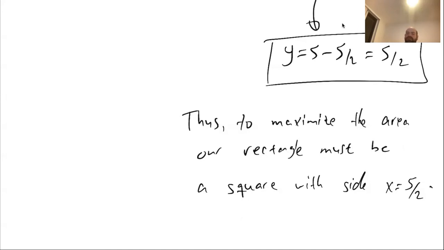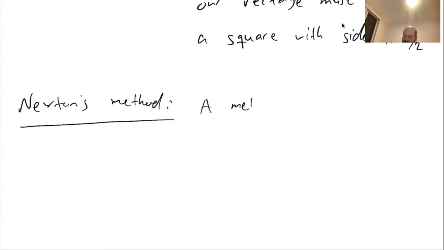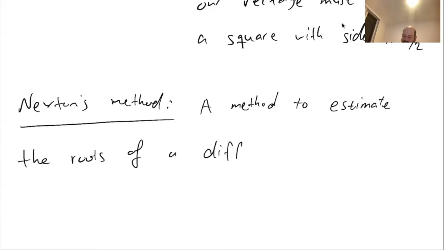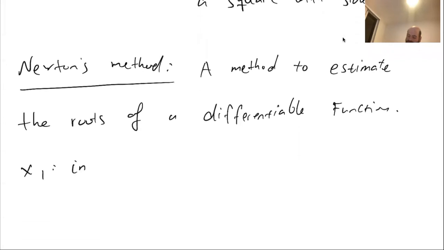We also saw about Newton's method. We saw that this is a method to estimate the roots of a differentiable function. So in this method, we have to start with an initial estimation. Let's say x1 is our initial estimation.